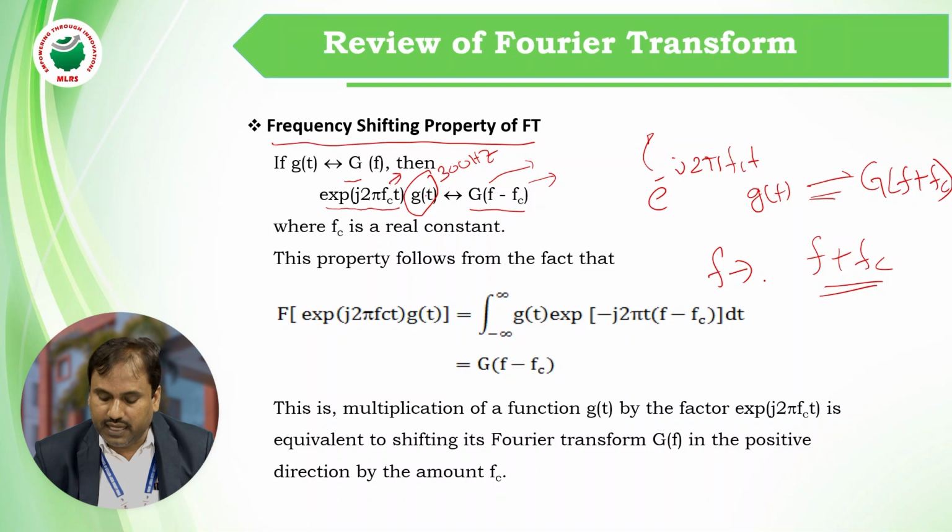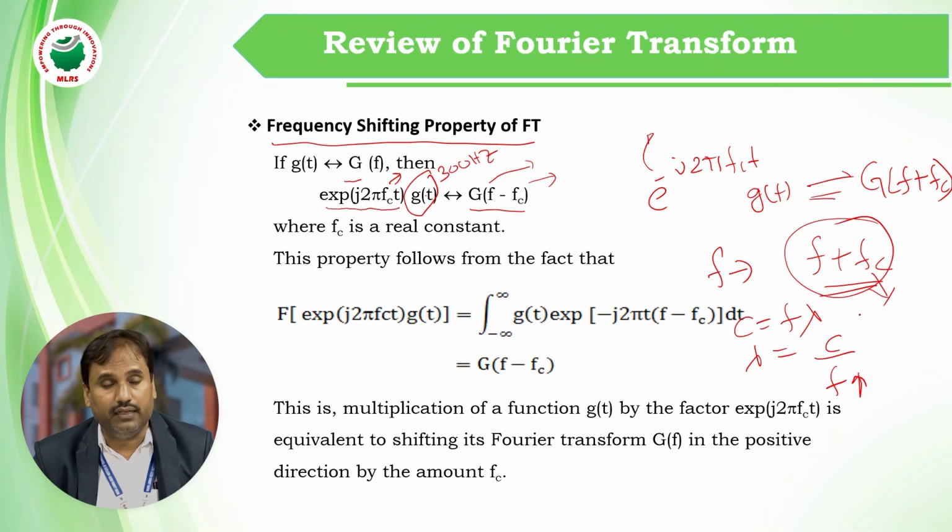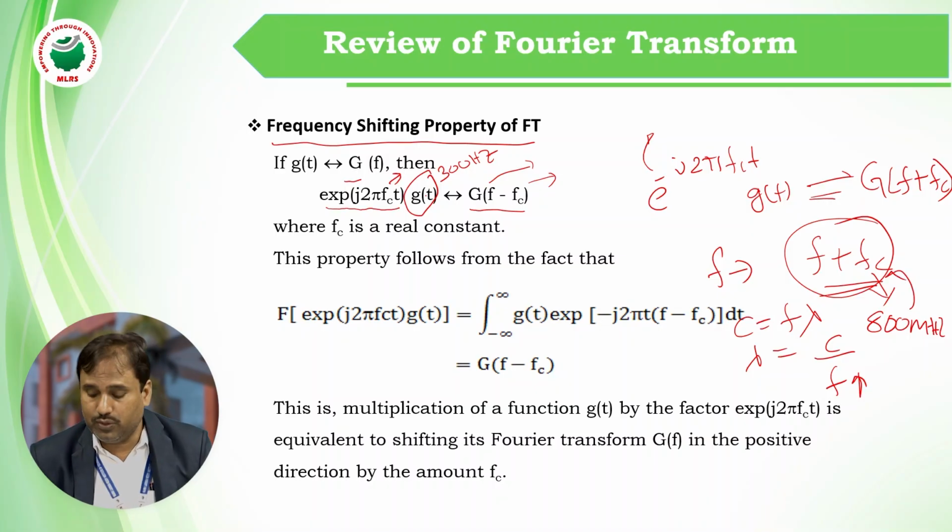Since c equals f lambda, lambda is equal to c by f, and f is now increased. So f is nothing but f plus fc. Fc is the high frequency carrier in a communication system, especially in mobile communication systems, where we use 800 megahertz as the high frequency carrier. I will tell you later what the modulation, the carrier, and the modulating baseband signal are.